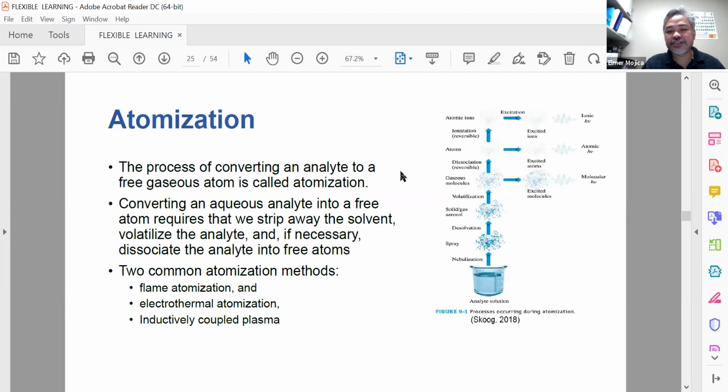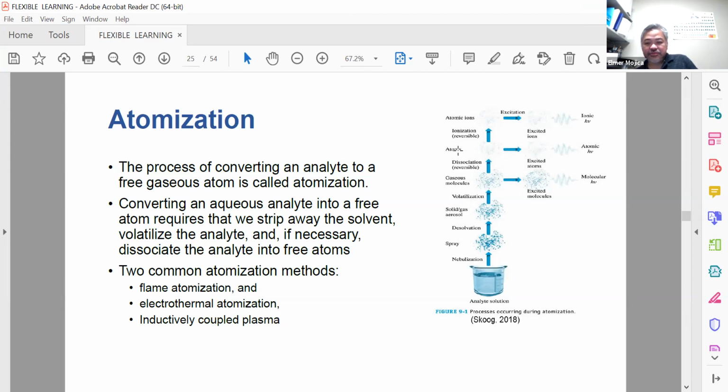If you're going to look at the atomization process, as I've told here, you have a solution, and then you put it in the nebulizer. So you have a sprayer. And then you have desolvation, so there's a solid gas aerosol. And then the volatilization, forming gaseous molecules, and then dissociation, all of this happening while it is in the flame.